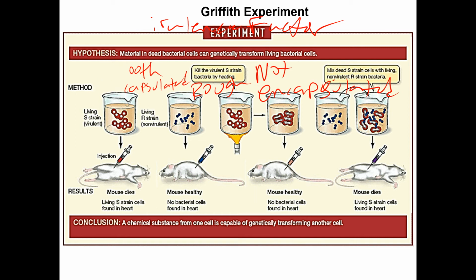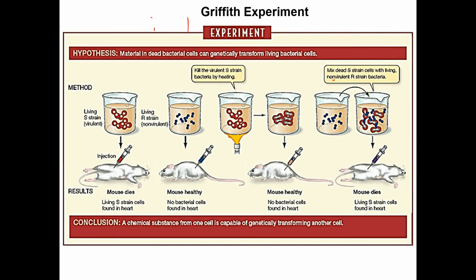Now, what happens when you take this pathogenic strain, this S strain, and you expose it to high heat? Well, that causes the bacteria to lyse. Alright? They die. So these guys here are dead. So you take the dead bacteria, inject it into the mice, and makes sense.